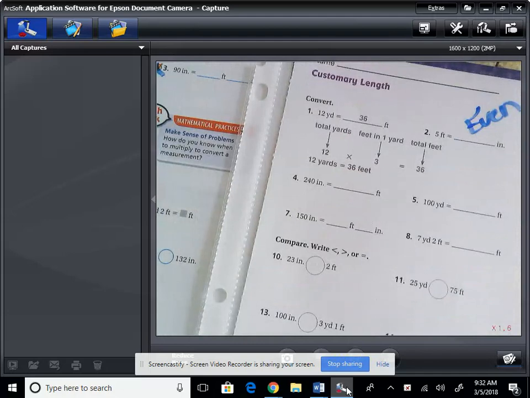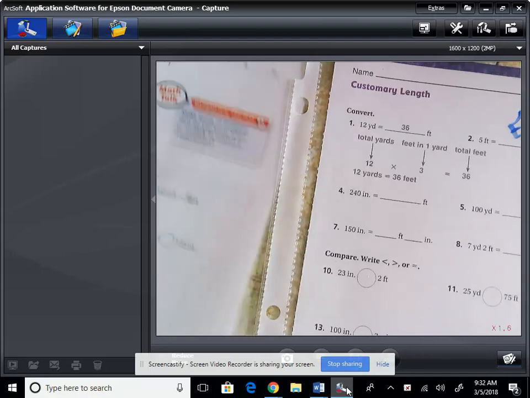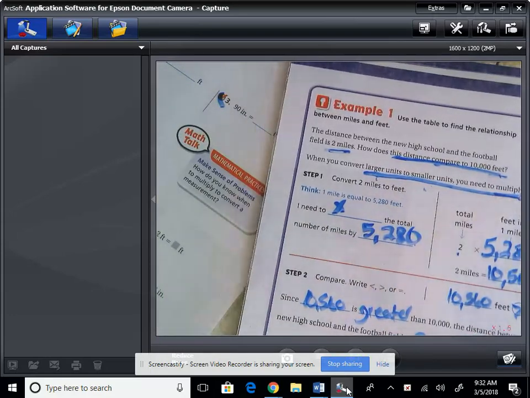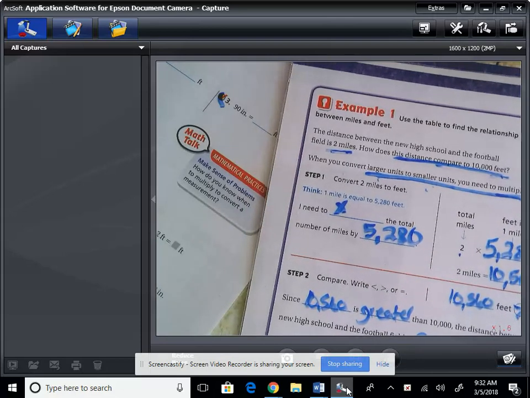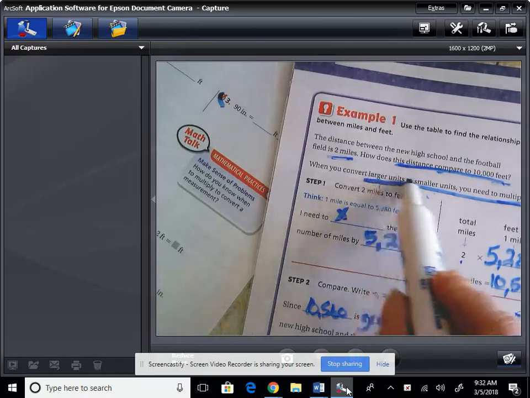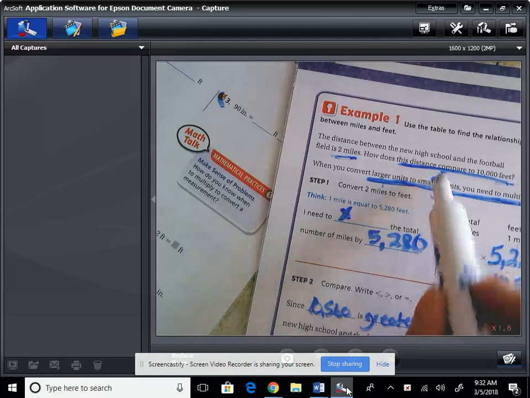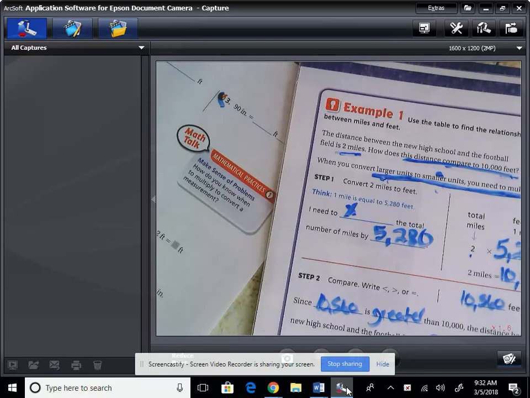Now, before you stop, I want you to go back and put somewhere in your notes with your definitions, somewhere bold: when I'm going from larger units to smaller units, I multiply. When I go from smaller units to larger units, I divide. So write that down so you always remember that.